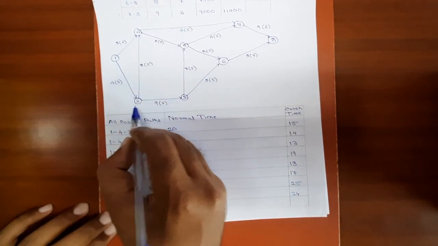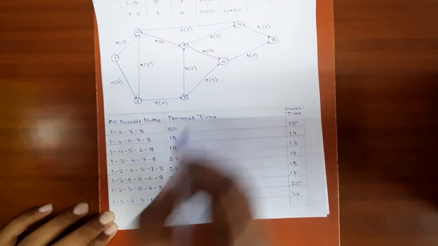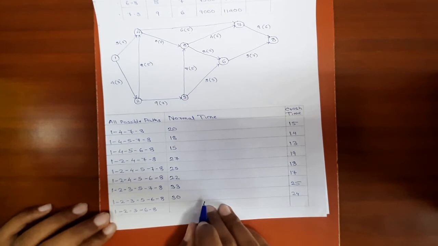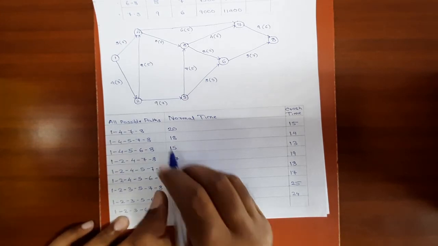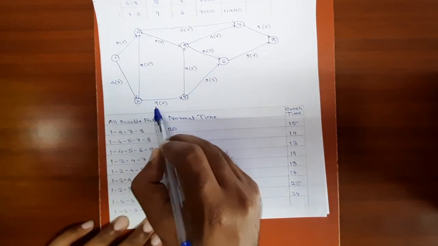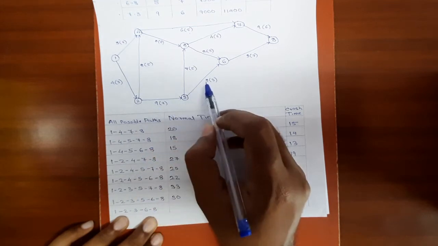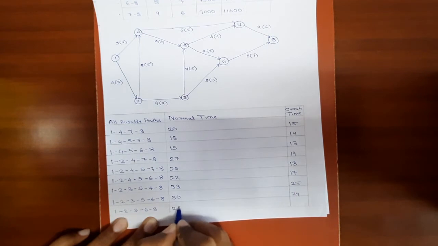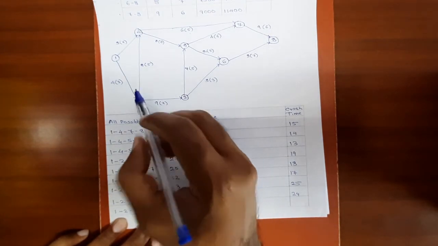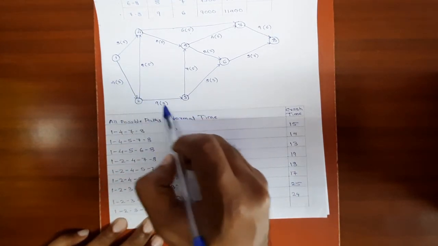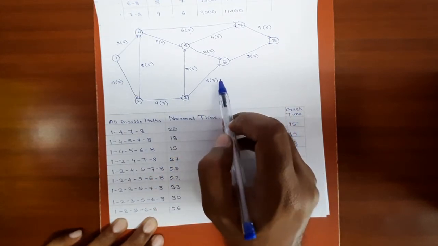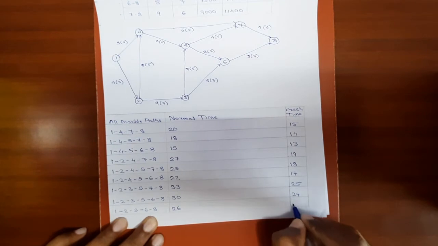1, 2, 3, 6, 8. The normal duration for this path will be 4 plus 9 is 13, 13 plus 5 is 18, 18 plus 8 is 26. The crash duration will be 3 plus 7, 10, 10 plus 3 is 13, 13 plus 7, 20.